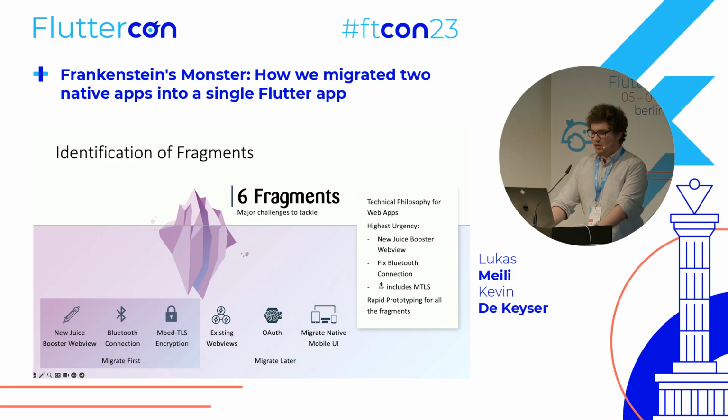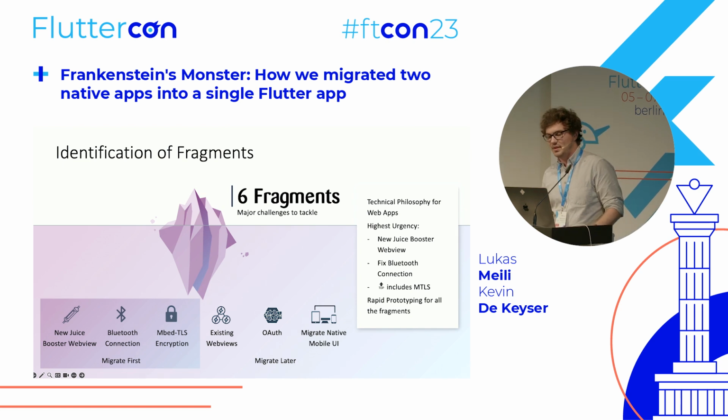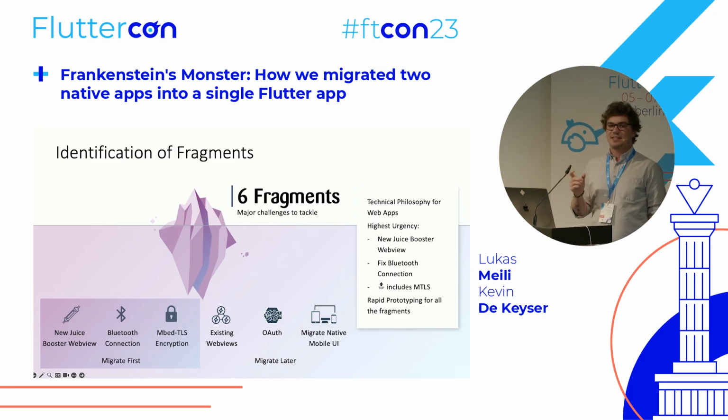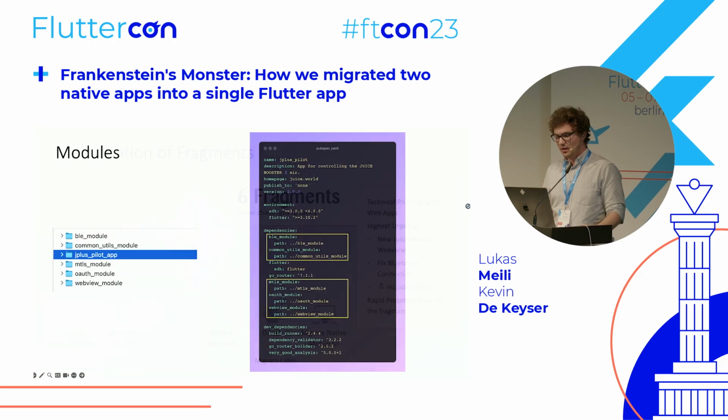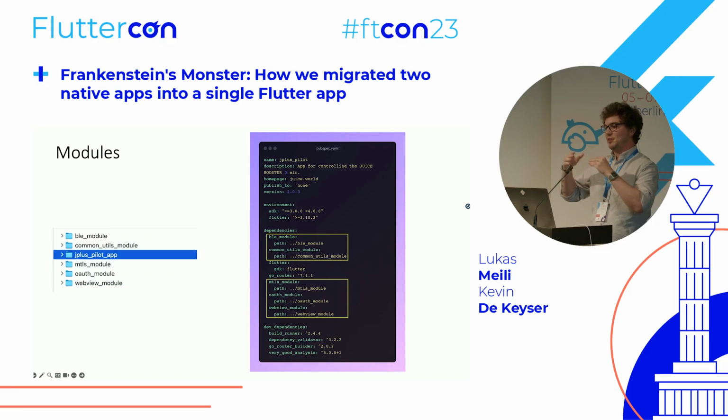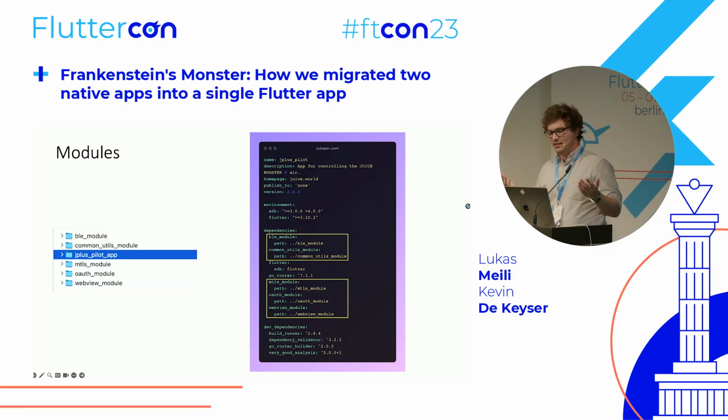For all of these fragments, we had a very similar approach. We did rapid prototyping, essentially we wrote small example applications to test out any third-party packages and so on, to test our logic as well. All of these example apps actually ended up as modules in our code, and then we had just one central app that depended on all these modules, and this is kind of how we ended up with a nice separation of concern.